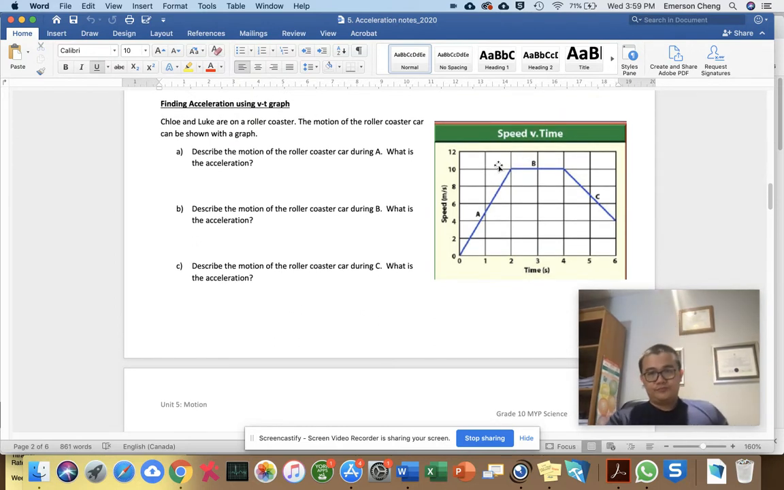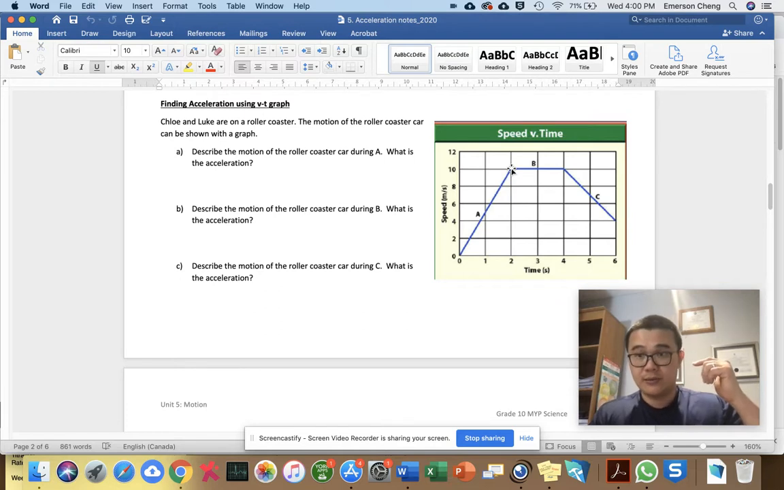Now, here for example, talking about VT graph. So the motion of the roller coaster during A. Okay. Now at this A section here, you can say that this is speed, this is time, or that's another way to call it VT graph. So in this case, it's going from 0 to 10 meters per second.